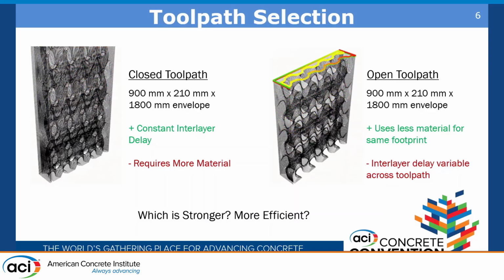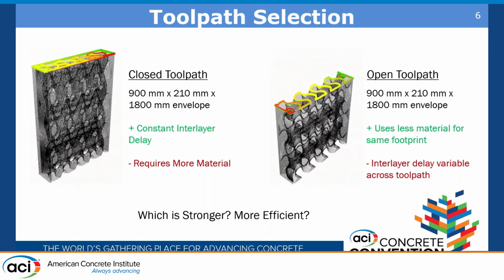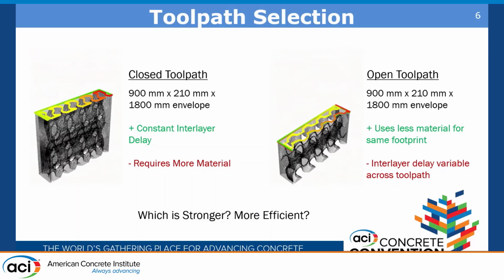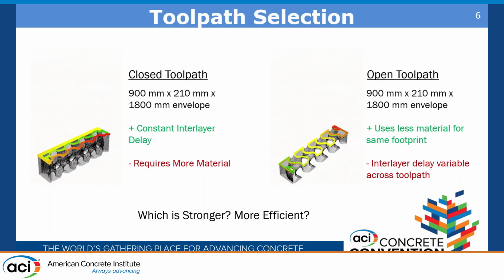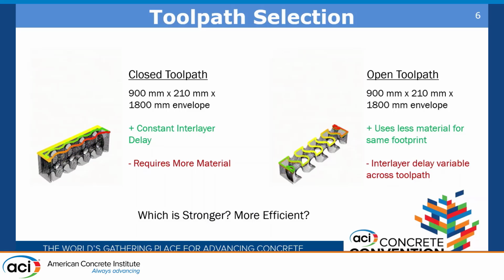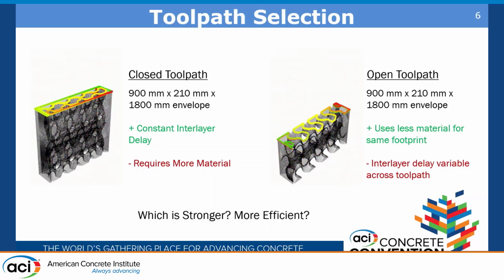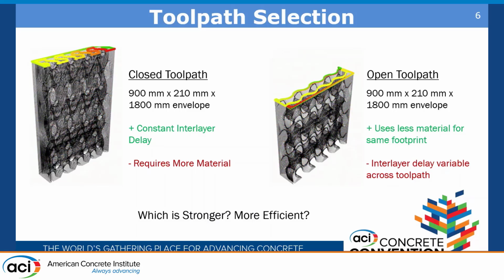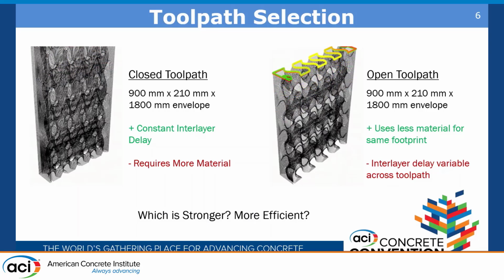here. In these two diagrams, the green is the start of our toolpath of the layer, and the red is the end of our toolpath of the layer. And obviously, the closed toolpath is very consistent throughout with only minor changes, but the open toolpath is obviously oscillating back and forth, as every other layer, it needs to move back on itself.